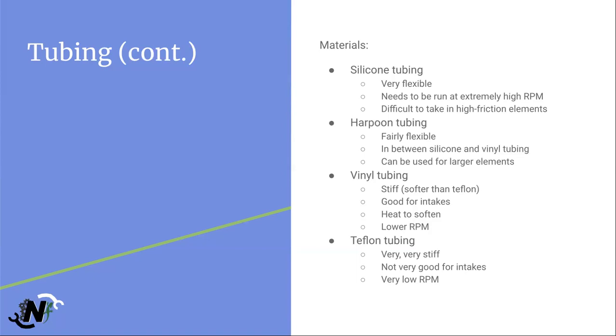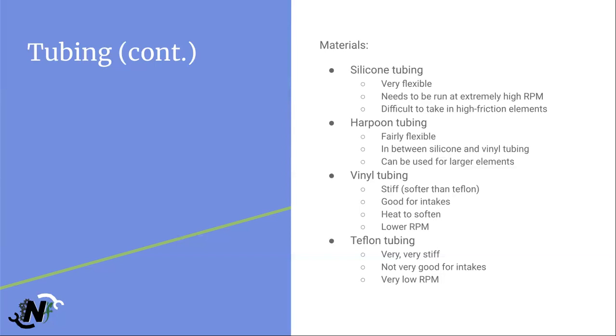Next up, we have harpoon tubing, which is fairly flexible, somewhere between silicone and vinyl tubing. It can be used for larger elements, and personally, this is my favorite tubing to use in tubing intakes. Next up, we have vinyl tubing, which is fairly stiff, and it provides a nice balance of stiffness and grip, which makes it good for an intake.